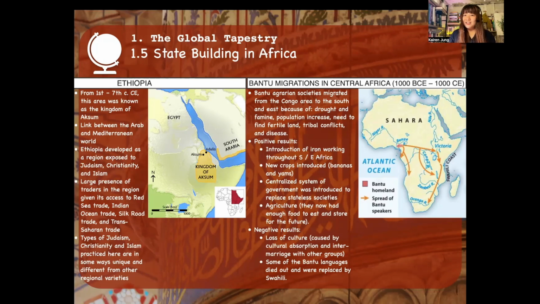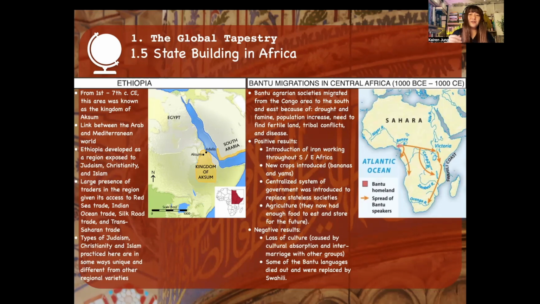The Bantu migrations in Central Africa you do need to know in terms of contextualization, even though technically they don't pertain to our time period that we're talking about. The Bantu agrarian societies migrated from the Congo area to the south and the east because of drought, famine, population increase. They needed to find fertile land, and then they had a lot of tribal conflicts and disease. There were positives and negatives to that.